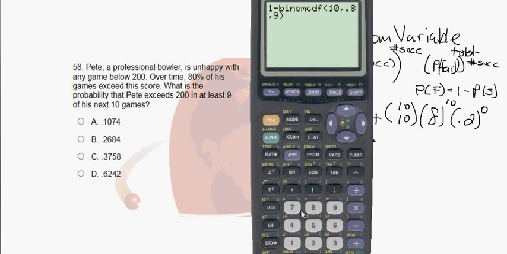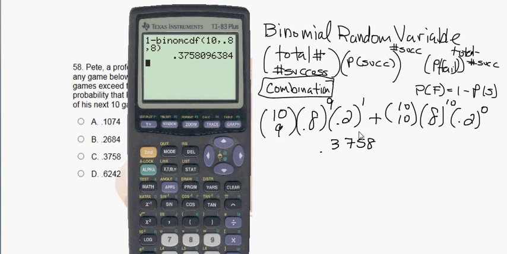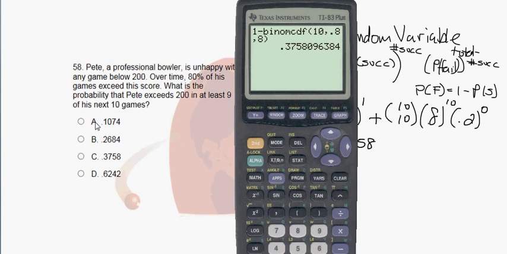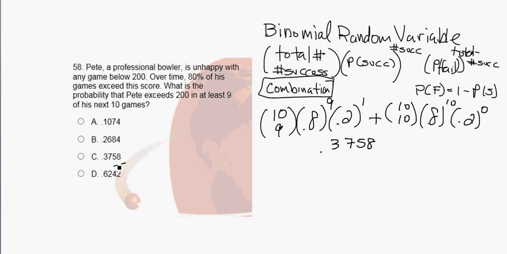So I want to put 8 here. The complement of 8 events is, so binomial CDF does 0 through 8. If I do 1 minus that, I get the 9th and the 10th event, which is what I want. So if I calculate that, I get 0.3758, which is still letter C. And when I did this out the long way, I got 0.3758, which is also the same. So there's my answer, letter C.